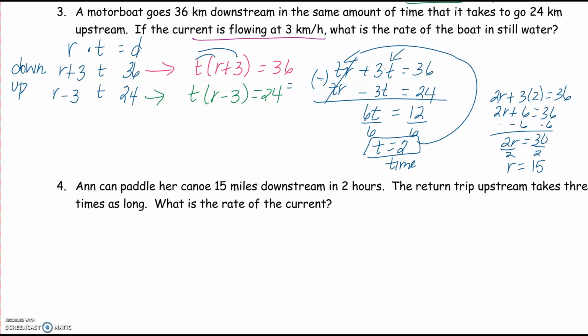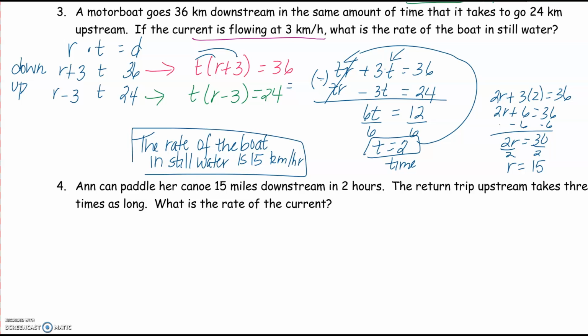So what is the rate of the boat in still water? The rate in still water is 15 kilometers per hour. Okay, that takes care of number 3.